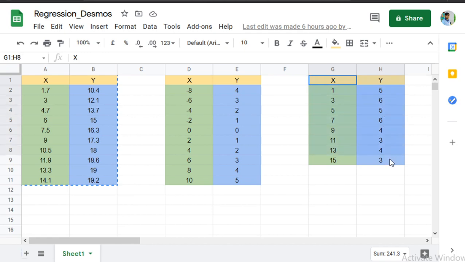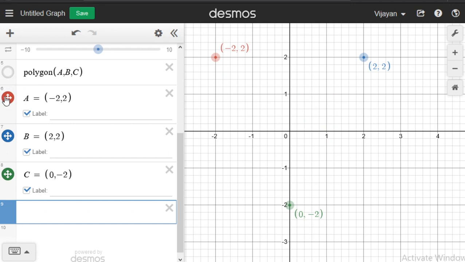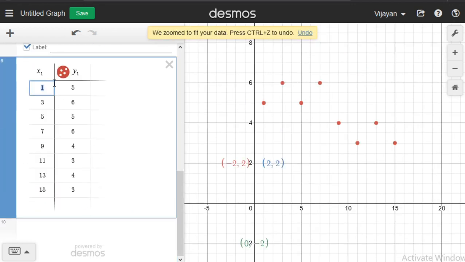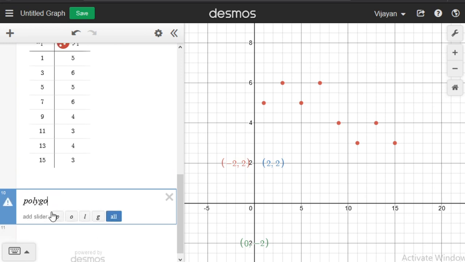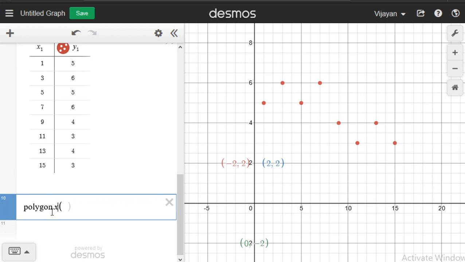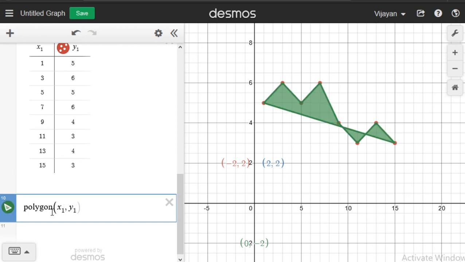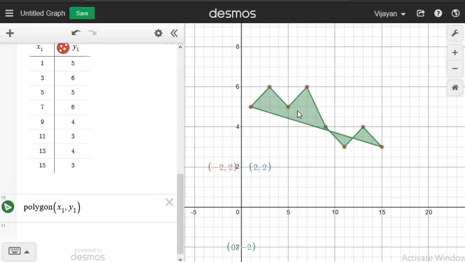That is, if I carry the data from outside, suppose these are the set of my x and y, I want to plot this as a polygon. I will switch all these things off first. I will paste my data over here. Since the data is x1 and y1, I will write polygon, the data x1 comma y1. Yes, this is forming a polygon.